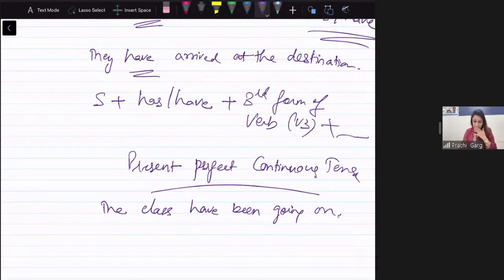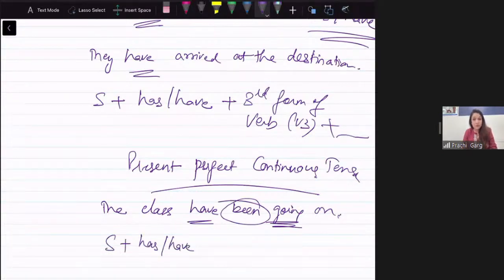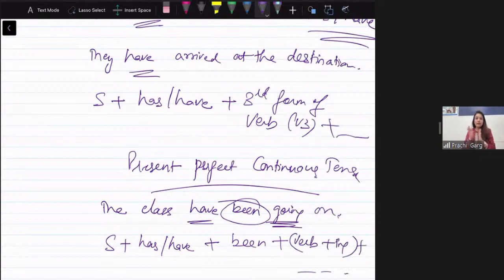Now, if you see, there are two features added. Have is from perfect and going is from continuous, right? There's another feature to it, which is been here. So how does the structure work? We use the subject, again has or have depending on the singular or plural subject, right? Then we use been. Been is the third form of be, right? Again, this is a feature from perfect, so we have to use a verb in third form. We will use been, okay? And then we use a verb that has the ing form, and then the sentence goes on. Clear? Any problem so far?